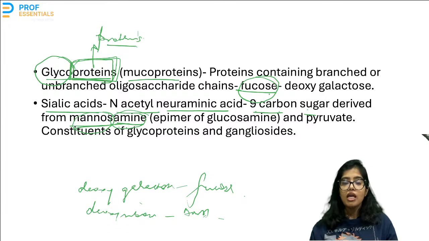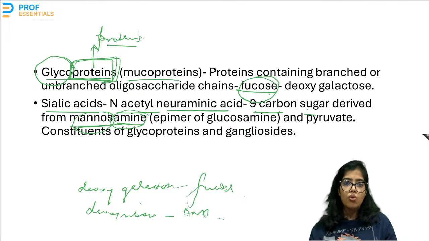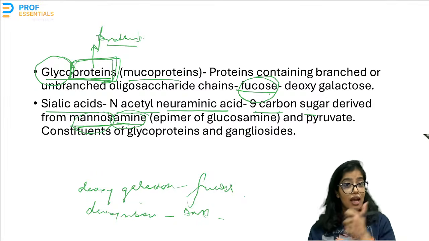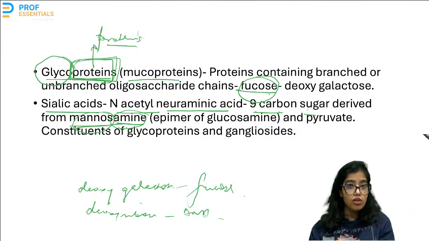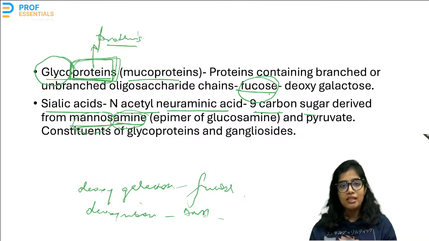Like mannose is an epimer of glucose, similarly, mannose amine will be an epimer of glucose amine. Mannose is an epimer of glucose at which carbon? Do let me know in the comment section. And galactose is an epimer of glucose at which carbon? Do let me know in the comment section. We have already covered it. Okay, these sialic acids are constituents of glycoproteins and gangliosides.